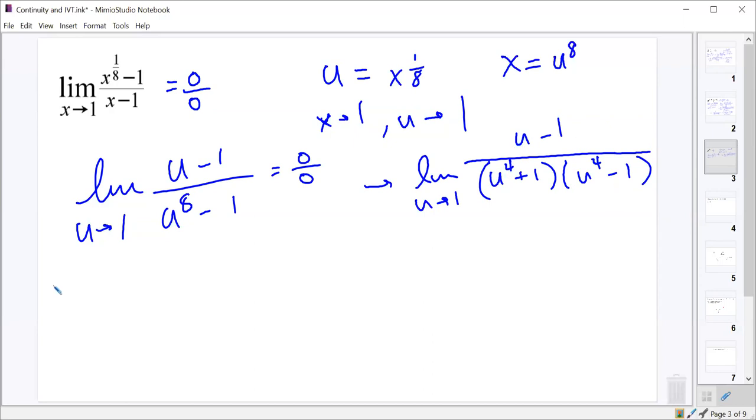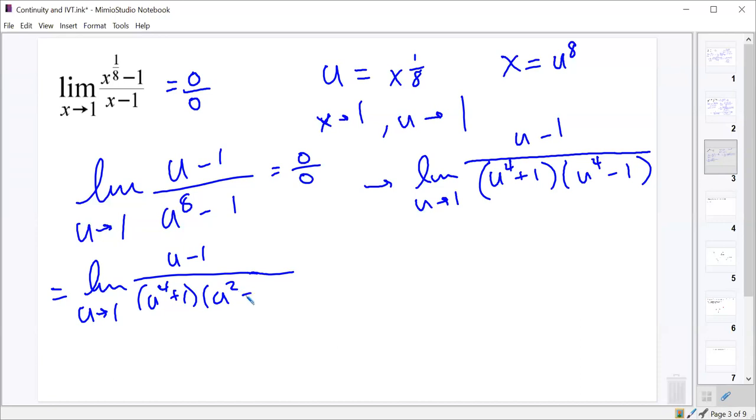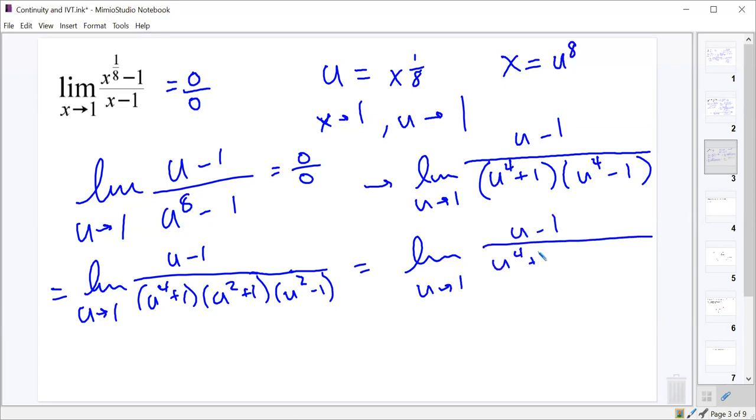So the u to the 4th minus 1 should factor a little bit more. It's still a difference of squares, right? So what does u to the 4th minus 1 factor to? U squared plus 1 and u squared minus 1. And still nothing to cancel, so we'll keep factoring. I almost made that fit there on the screen. And now that we finally got it all the way factored down, the u minus 1s will cancel, right?